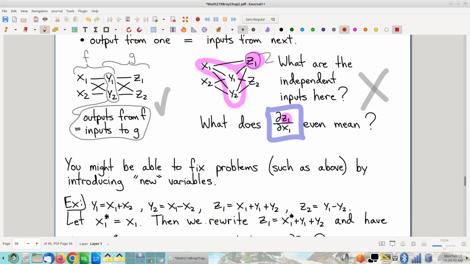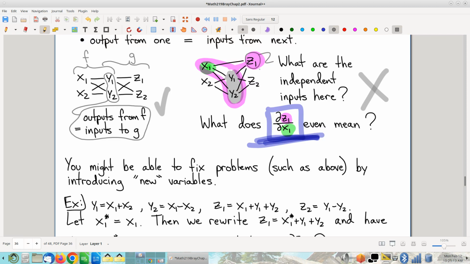And yet, what on earth am I supposed to take from this expression, partial of z1 with respect to x1? That would suggest that I'm supposed to have x1 be my variable, and that then y1 and y2 should be held constant. Wait, I can't.